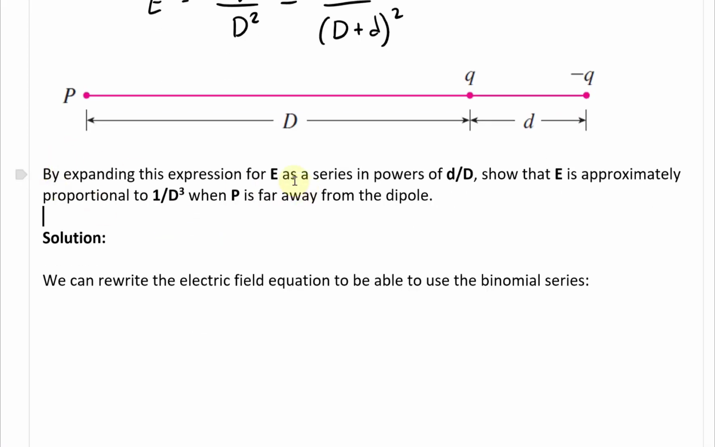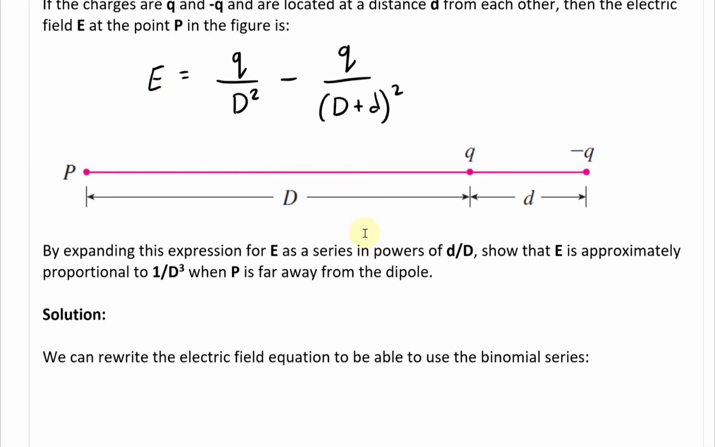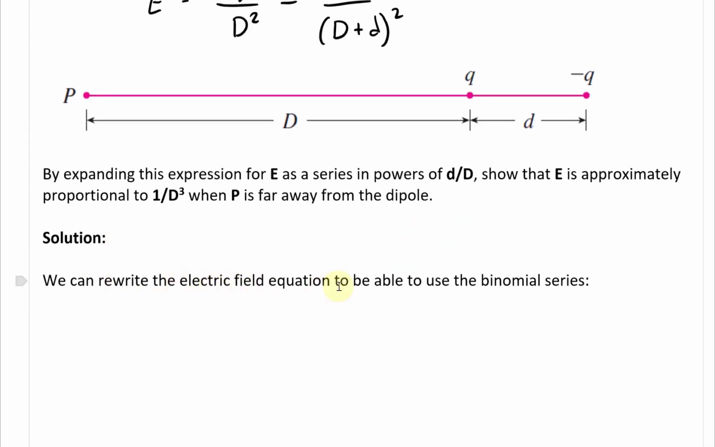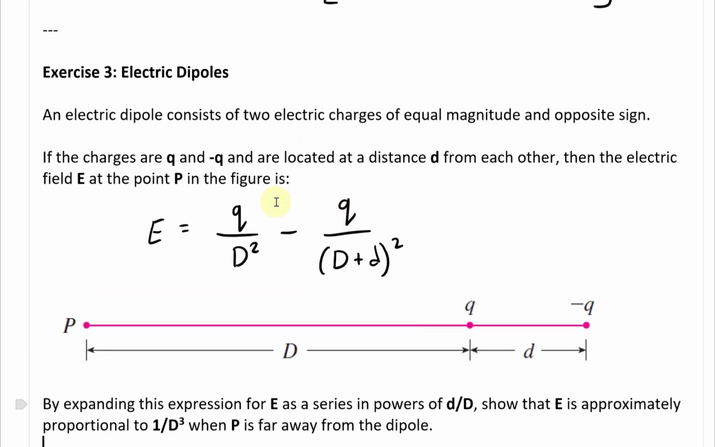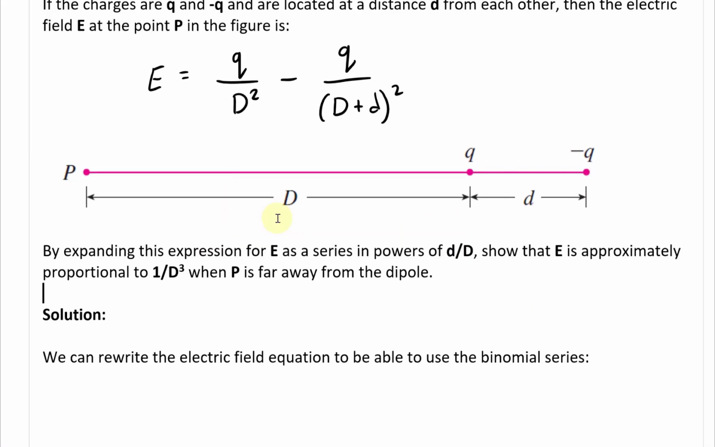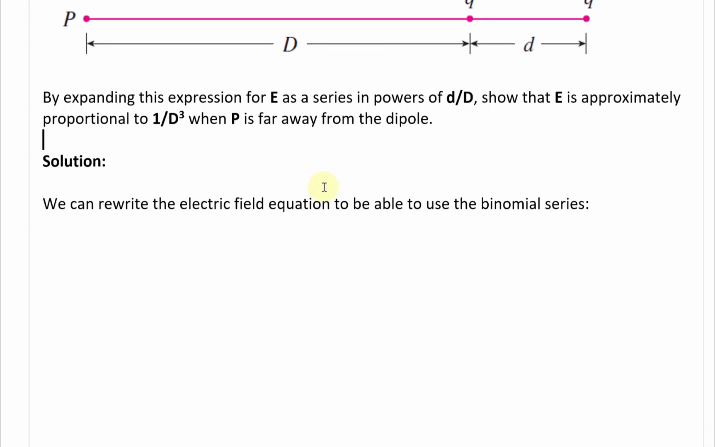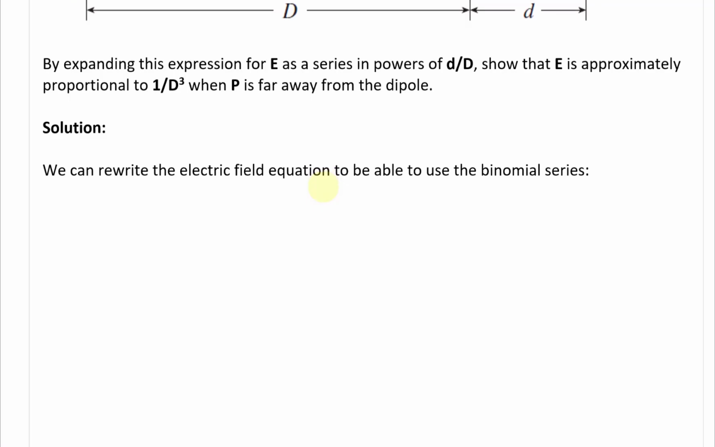We're going to expand this expression for E as a series in powers of d over capital D. So, solution: we can rewrite the electric field equation to be able to use the binomial series. Because we have a square at the bottom, we can factor it out so that the square is outside, and then make it a binomial series, which is 1 plus x to the power of k. This will be apparent as we continue. So let's write this out.